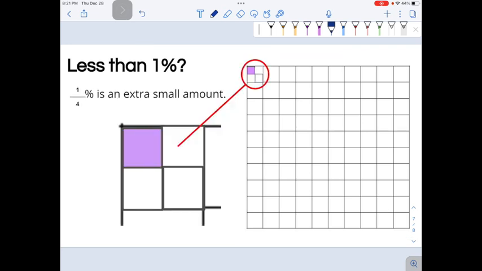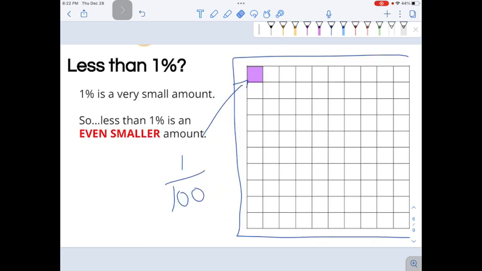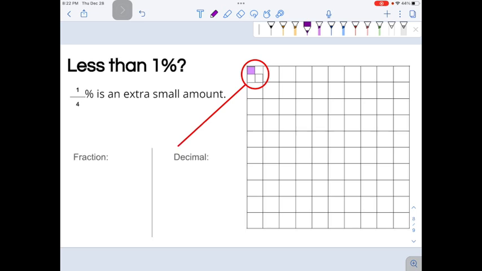For example, this is 1/4%. It's an extra small amount. So I did a zoomed out version. This here is a zoomed out version of what is in that red circle. So you can see that on this page, that entire purple box is 1%. I split that purple box into 4, 1, 2, 3, 4, and colored in one of them. So I have an even smaller amount than what we had before. I have 1/4 of that percent.